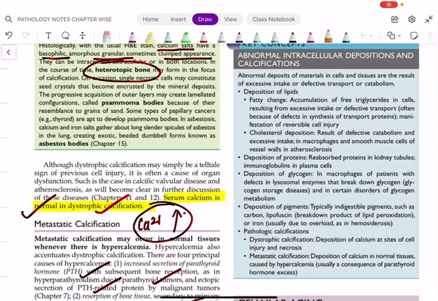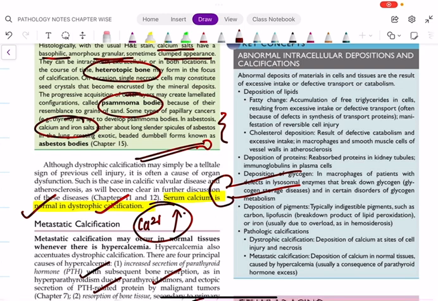Here we have the asbestos bodies. Of course, there is a condition called asbestosis. There will be calcium and iron, which will form long spicules with a dumbbell shape, like this. We call it an asbestos body.